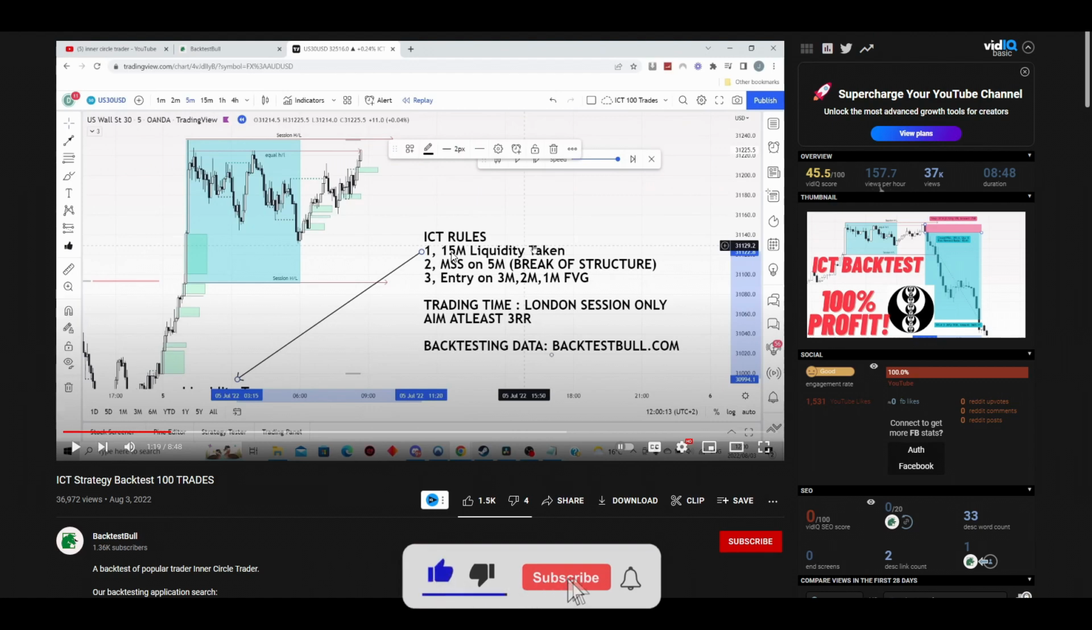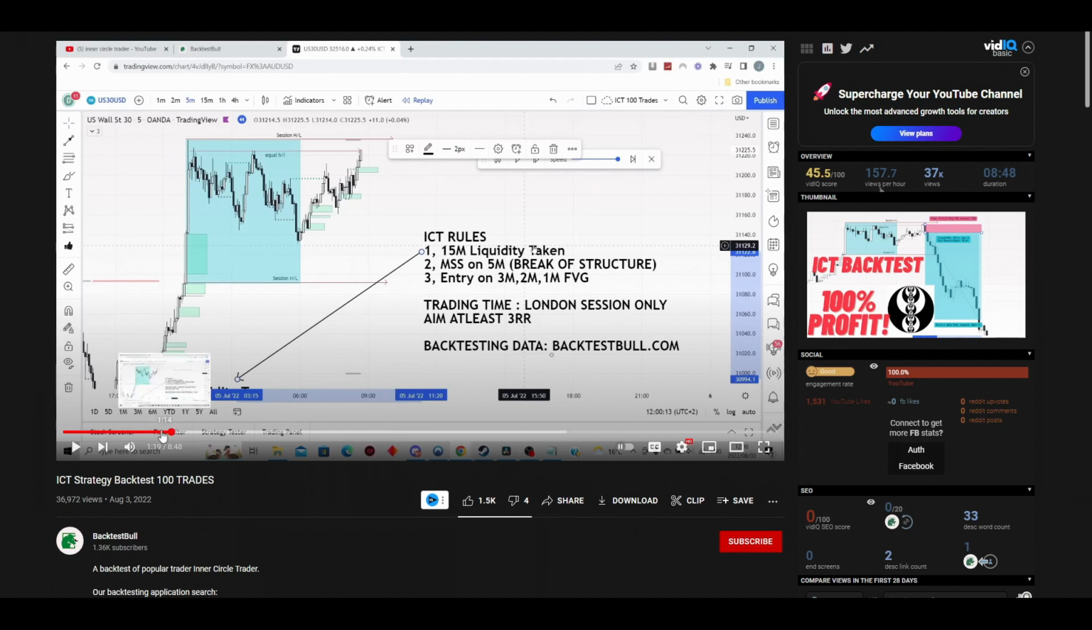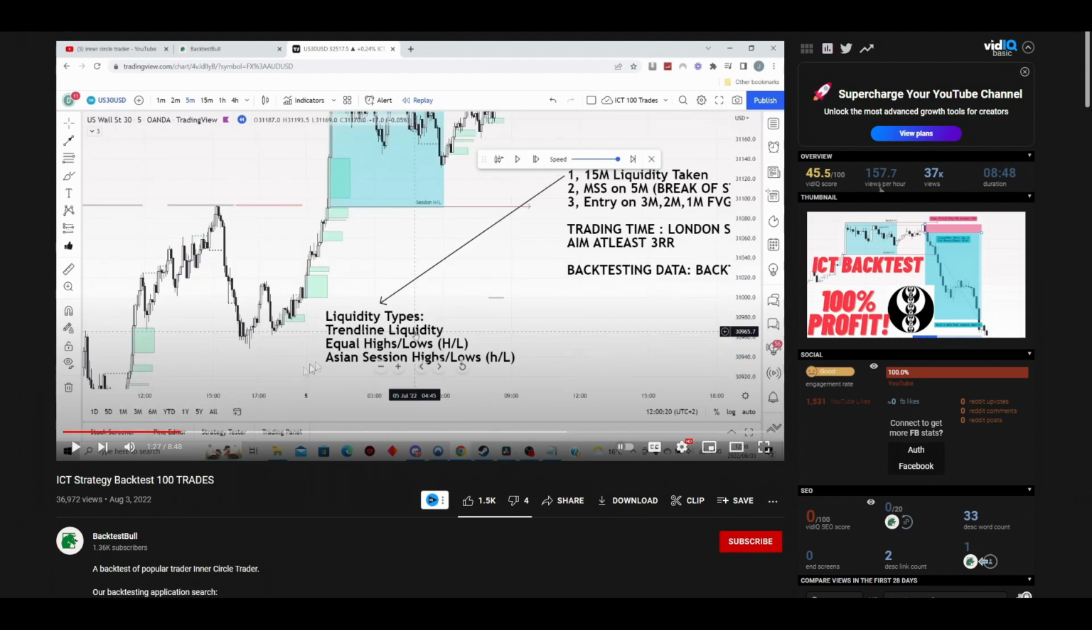So basically, first of all, the price has to take the 15 minutes liquidity. But actually about the liquidity, he mentions what liquidity types we have: a trend line liquidity, equal highs and lows, or Asian session highs and lows. But in the two examples he showed us, he showed only trades from liquidity taking the Asian high or low. So that is exactly what I'm gonna be doing. I won't look at the trend line liquidity and equal highs and lows, because that is what he showed, only the Asian session highs and lows.